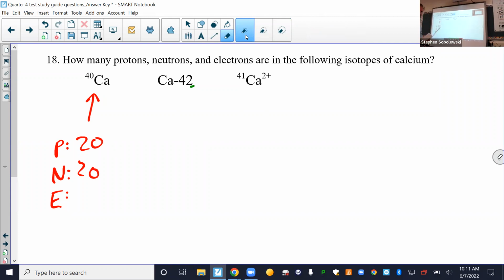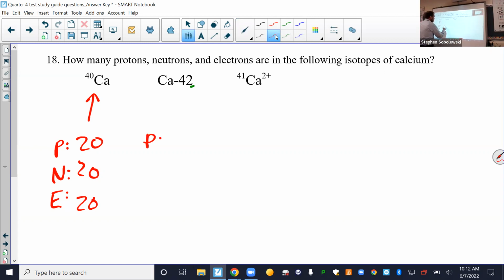And for this particular calcium, for the number of electrons, if it's a neutrally charged atom, then the protons must equal the electrons. Since this one has no charge, it must have an equal number of protons and electrons, so 20. So this one is 20, 20, 20 right down the line.